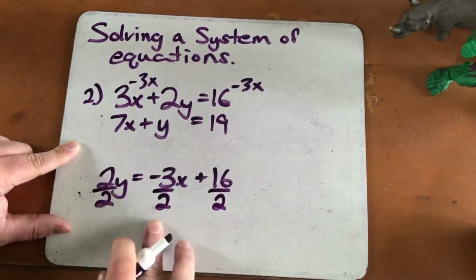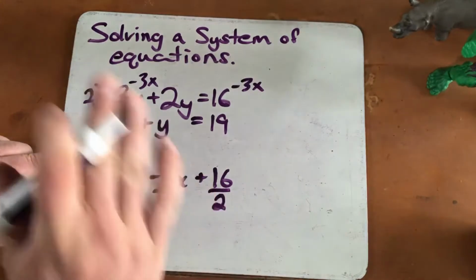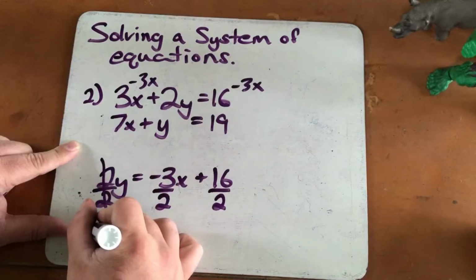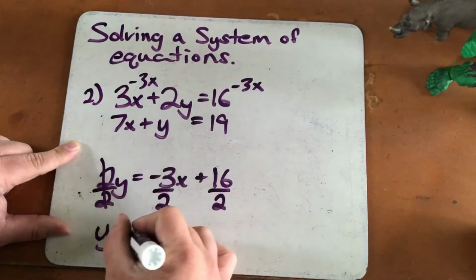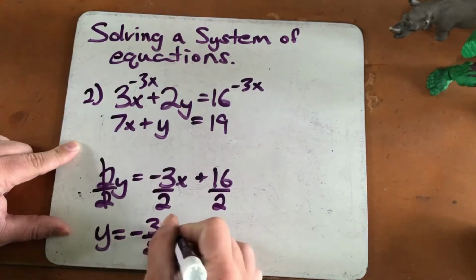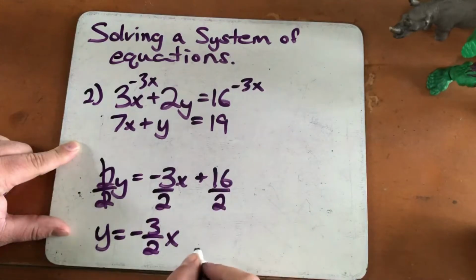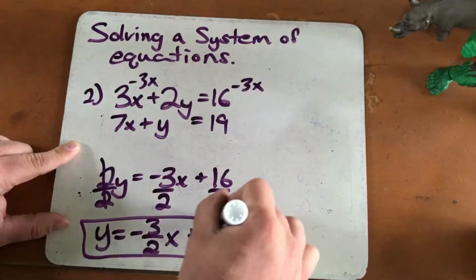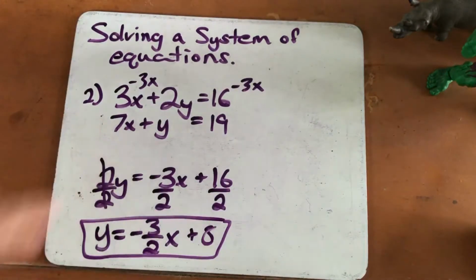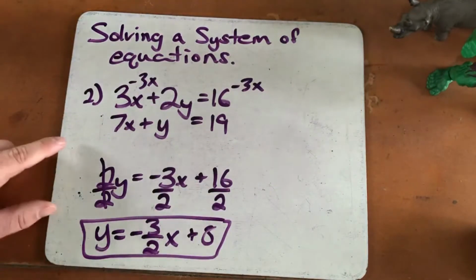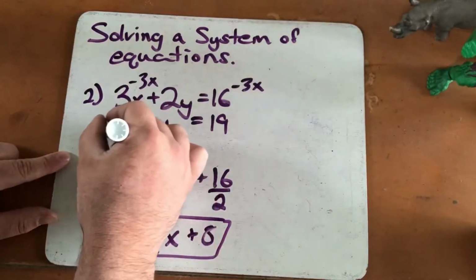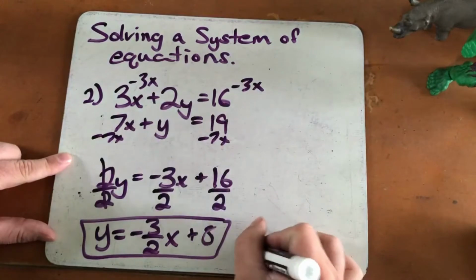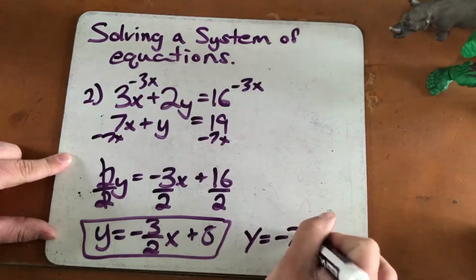Once I simplify this part, that will give me what my new equation looks like. So that divides to 1, so I have y equals negative 3/2 x, and then 16 over 2 is 8, so this is plus 8. So this is my first equation. Now for the second one, it's only 1 step. I can subtract both sides by 7x, and that gives me y equals negative 7x plus 19.